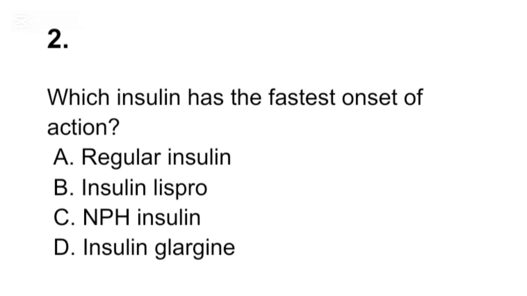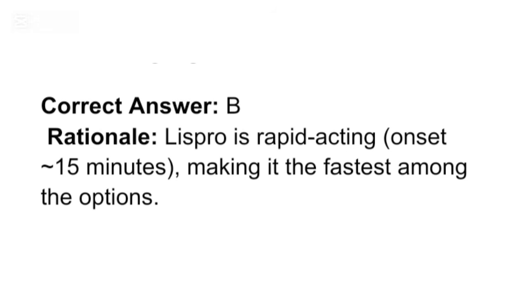2. Which insulin has the fastest onset of action? A. Regular insulin. B. Insulin lispro. C. NPH insulin. D. Insulin glargine. Correct answer, B. Rationale: lispro is rapid-acting, onset 15 minutes, making it the fastest among the options.